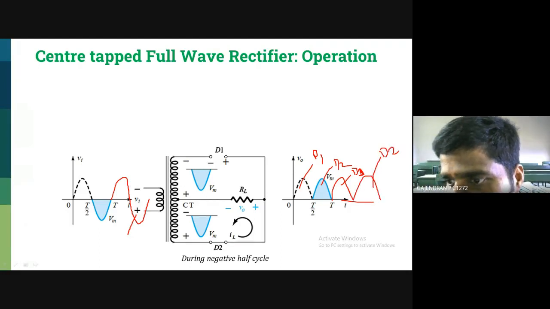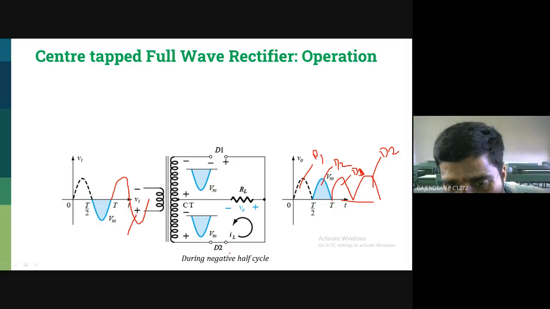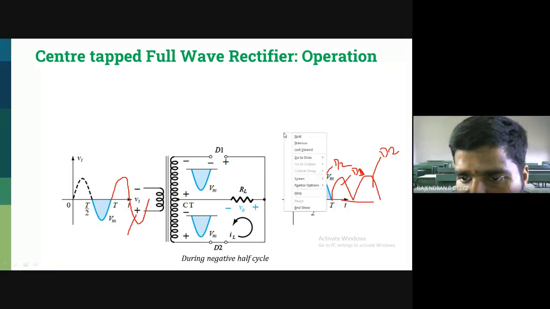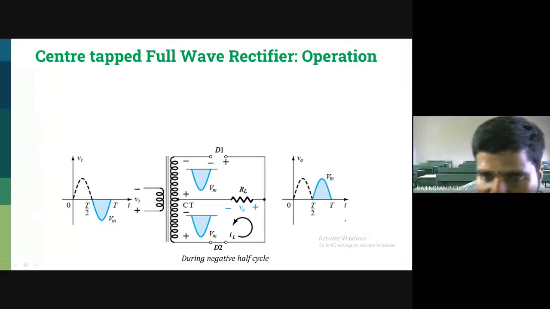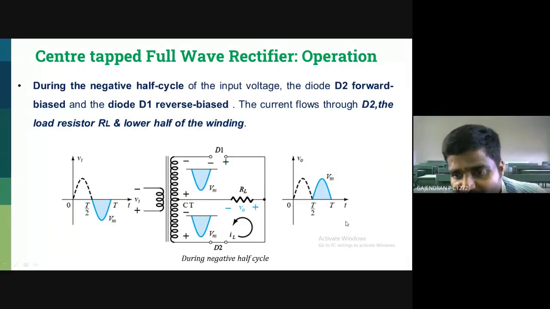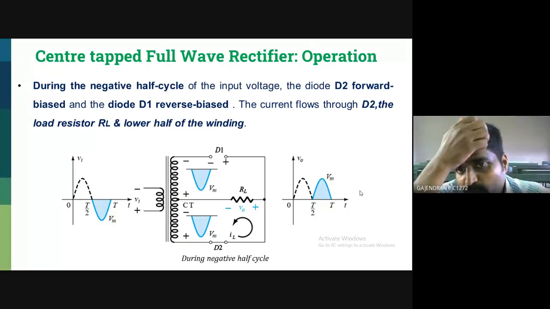Is it clear, dear students? So these two diodes will conduct in alternate half cycles. Please note this down. In this way we convert the alternating quantity into direct current. But it is not a pure direct current, it is a pulsating DC output.